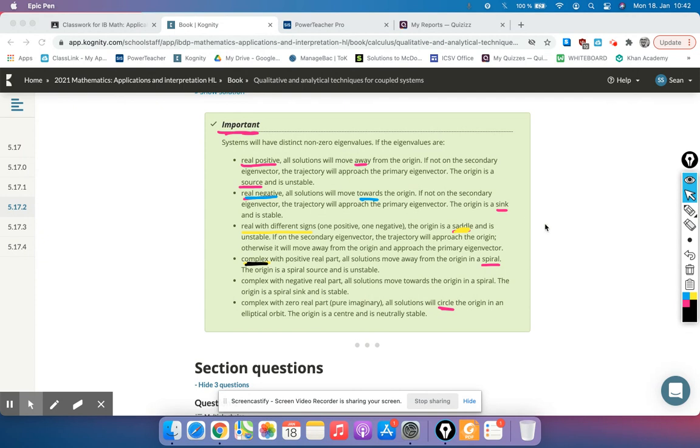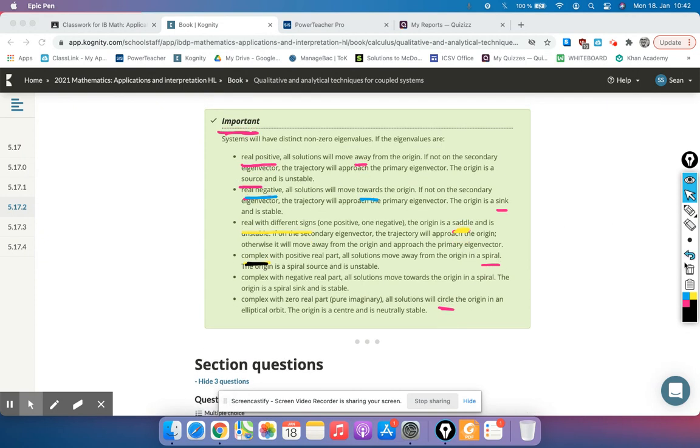So that's the only way you can know how to sketch these trajectories. And like the one we just did is real with different signs, one positive, one negative. I think we had one that was -3 and one that was 2. Sorry, I put those in the backwards order, but one positive, one negative. So this origin is a saddle. It's unstable. If on the secondary eigenvector, the trajectory will approach the origin, otherwise it will move away from the origin.